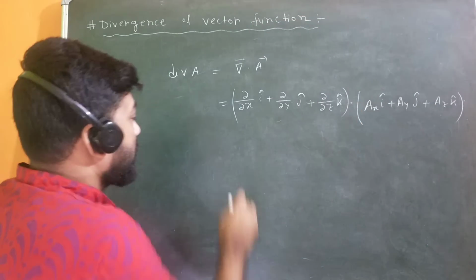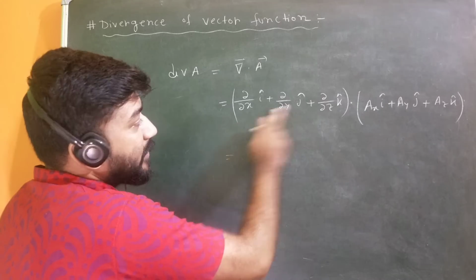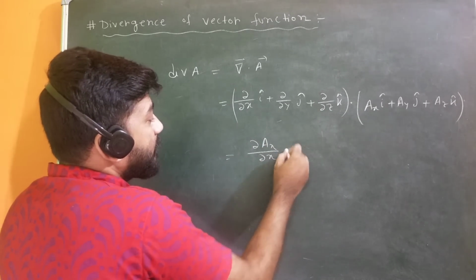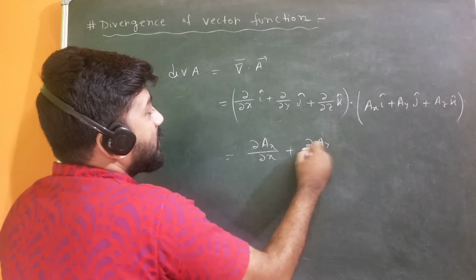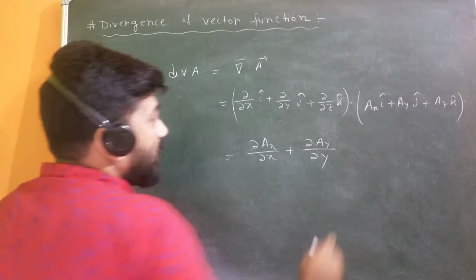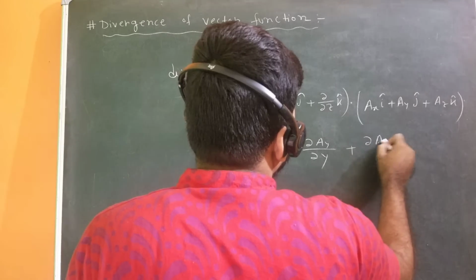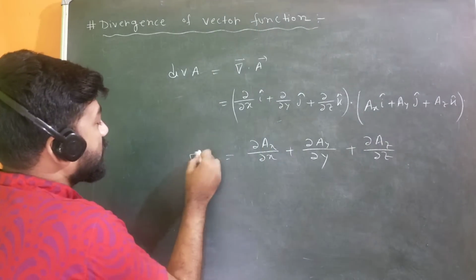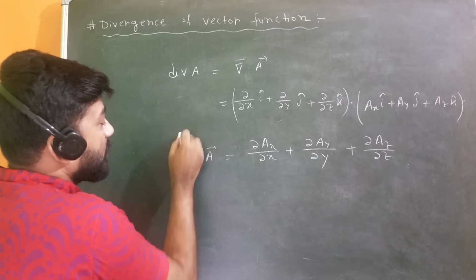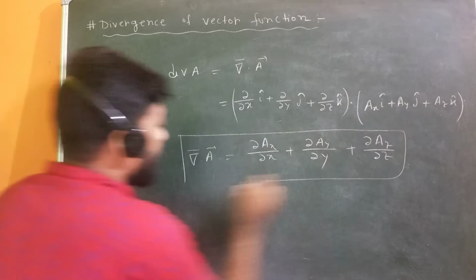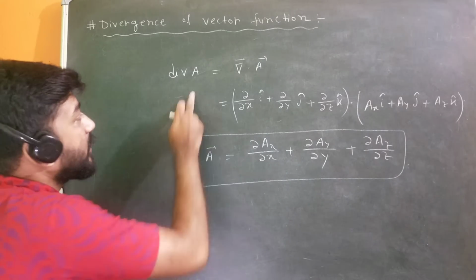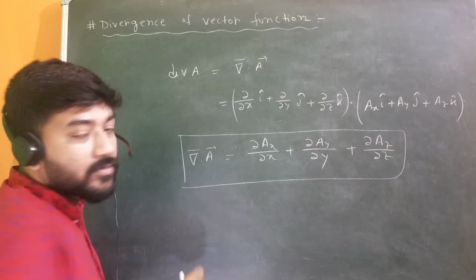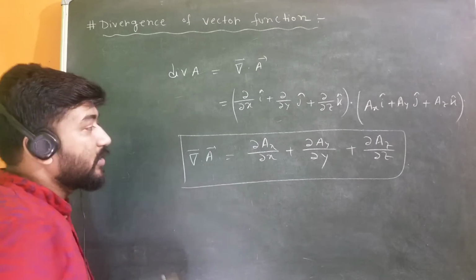This is the dot product. So it will be simply del/del x i cap dot Ax i cap, and so on. So it will be del Ax by del x plus del Ay by del y plus del Az by del z. So we get the divergence of A, or div A, like this. And this is obviously the Cartesian form, because the vector has the Cartesian form and the del operator also has a Cartesian form. So this is obviously in the Cartesian coordinate system.